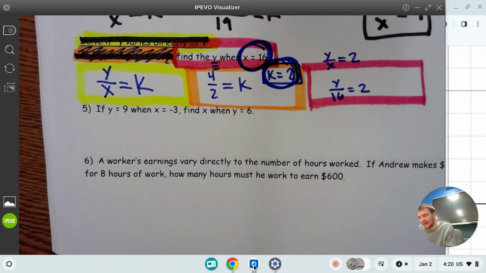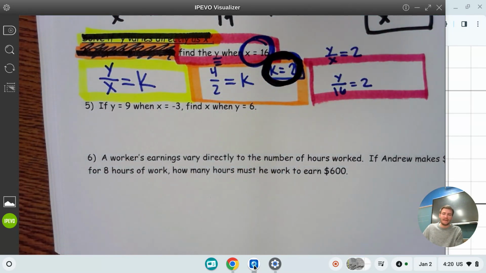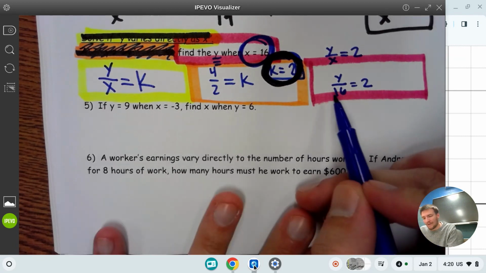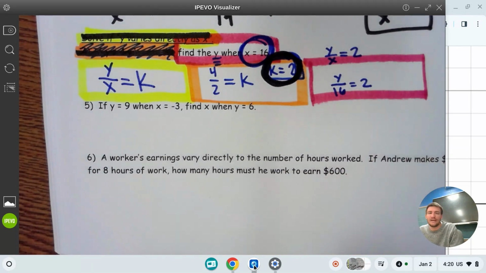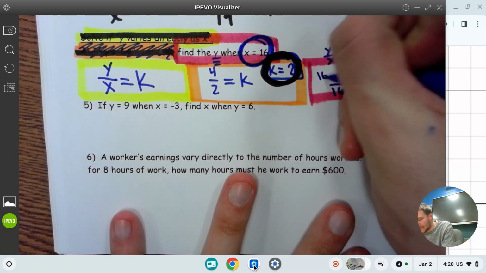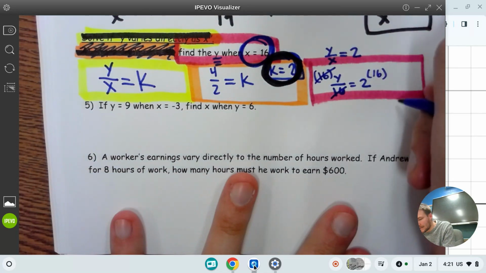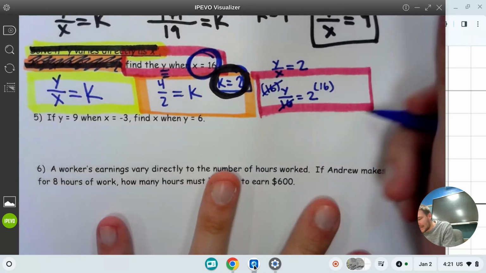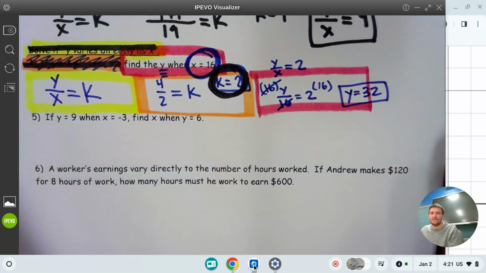And what is k? Once we find k, k lasts forever, right? K is for constant, which means permanent, which means steady, which means the same. And so now that we're here, solve for the y. How do you move this 16 out? How do you get rid of fractions, the opposite of fractions? You use multiplying, right? Times 16, times 16. And so the pink answer is going to be y equals 32.